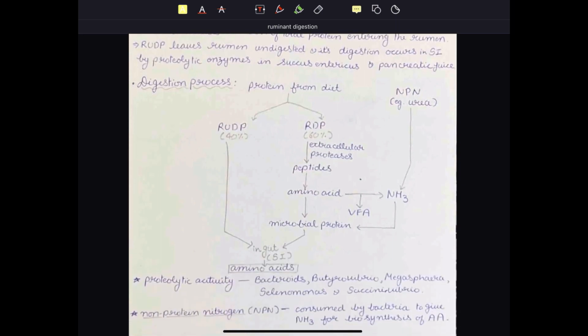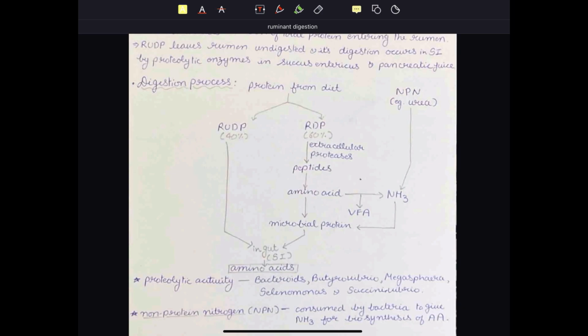Okay, so what are the bacteria or microorganisms that are present in the rumen which have this activity? So we have Bacteroides, Butyrivibrio, Megasphaera, Selenomonas, and Succinivibrio. Okay, you have to remember these names. These are the bacteria that convert whatever rumen digestible protein is there to microbial protein.